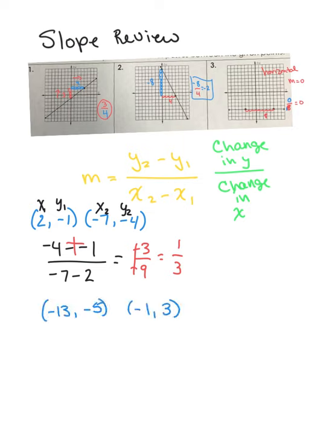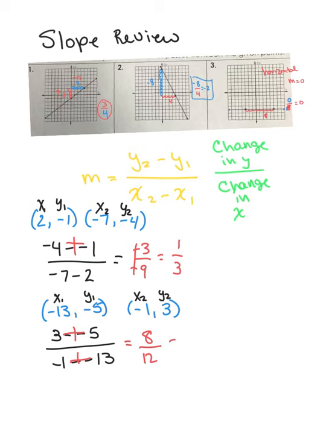Okay, my last example is (-13, -5) and (-1, 3). I'm still going to label my points as x1, y1, x2, y2. So I'm going to do 3, my y2, minus my y1, which is -5, over -1 minus a -13. My two negatives are still going to make a positive because they're right next to each other. So 3 plus 5 is 8. Two negatives are going to make a positive. So -1 plus 13 is 12. I can reduce 8 over 12 because they're both divisible by 4, so I get 2 over 3.